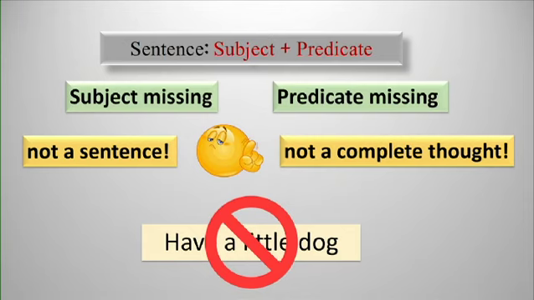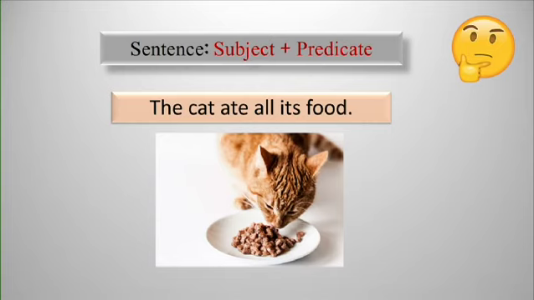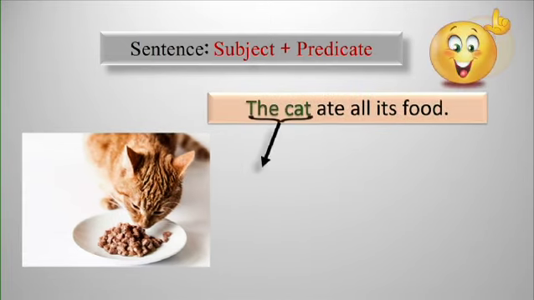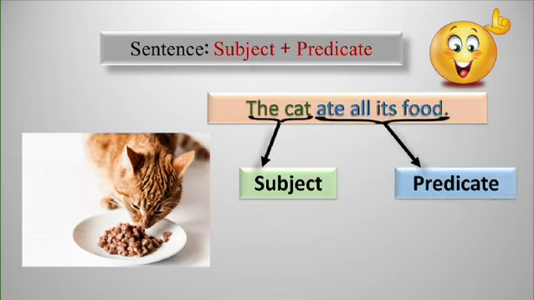Another example. The cat ate all its food. Can you identify the subject and the predicate? Right. The cat is doing the action of eating. So, the cat is the subject. And what do we learn about the subject cat? The cat ate all its food. So, ate all its food is the predicate.